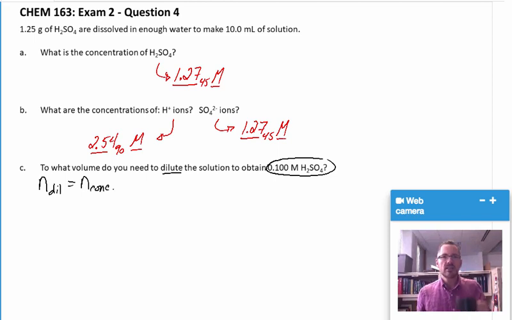It's as if I was to take this cup of coffee here, and if I was to pour a lot of water in here, the number of moles of coffee or whatever substance I have are never going to change.